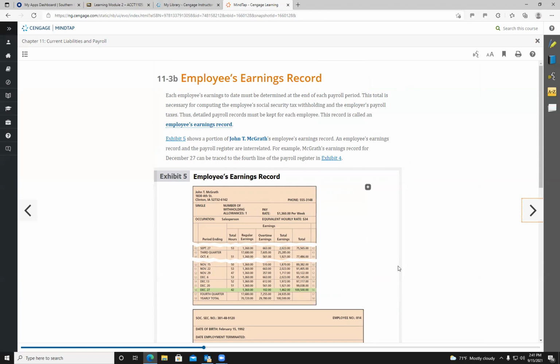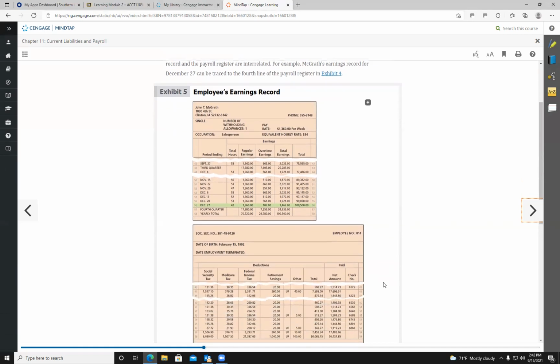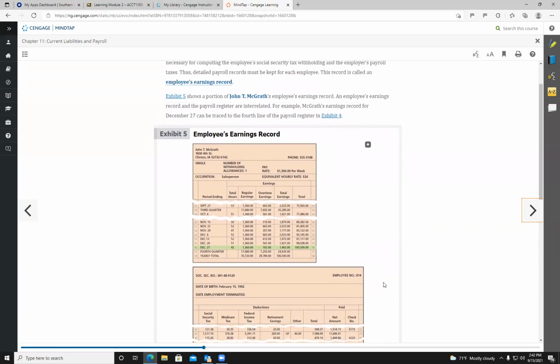So another important record is the employee's earnings record. Each employee's earnings to date must be determined at the end of each payroll period. This total is necessary for computing the employee's Social Security tax withholding and the employer's payroll taxes. Okay, so a detailed payroll record must be kept for each employee, and this is called the employee's earnings record. So below is an example of Mr. McGrath's employee earnings record. Employee earnings record and payroll register are interrelated.